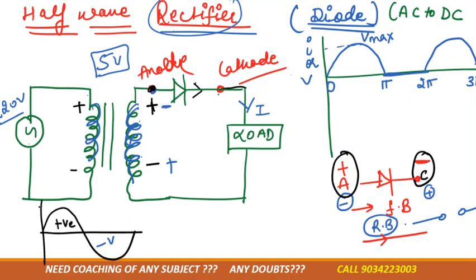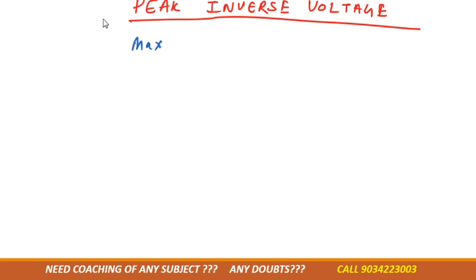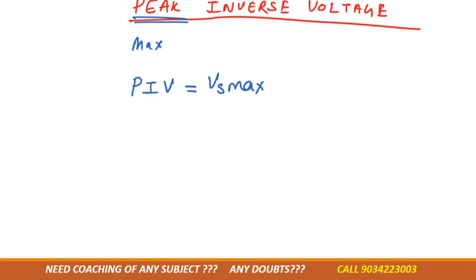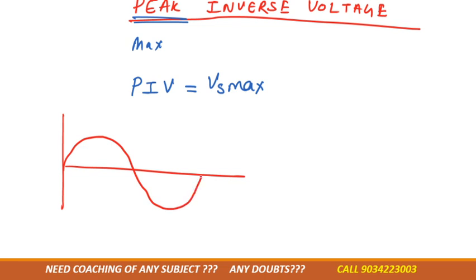So maximum voltage, how much we can give? Peak inverse voltage is denoted by PIV and it should be equal to Vs max, right? Because it's a peak voltage. So as you know, what is the supply voltage? Supply voltage waveform is like this. This is the standard equation: V is equal to V max sine omega t. This is the supply voltage that is denoted by Vs, so it should be Vs max.